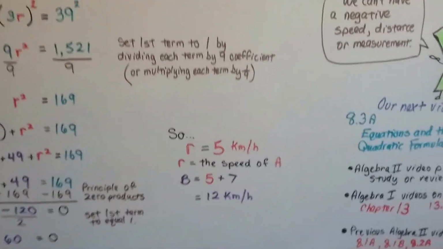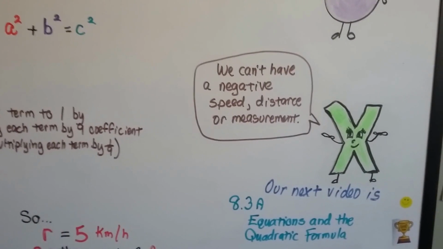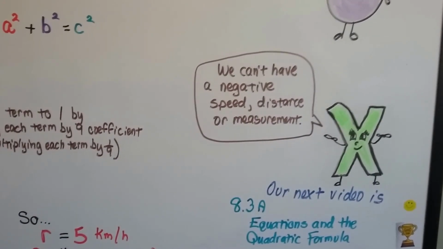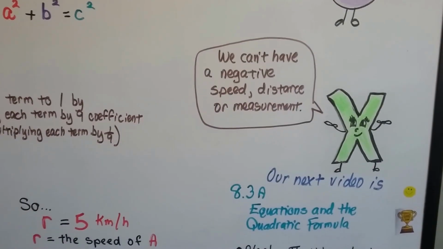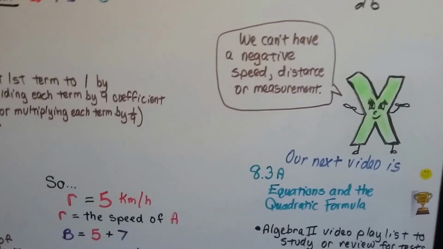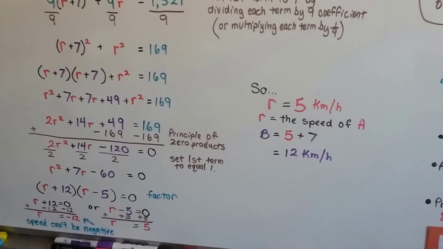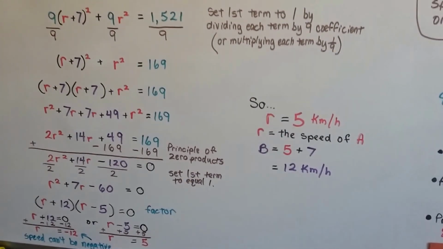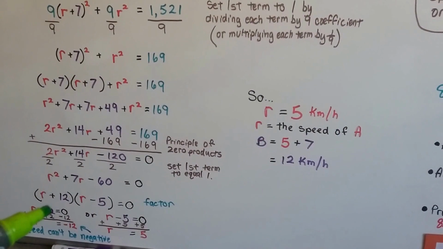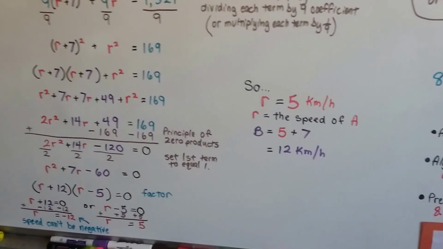So just remember, you can't have a negative speed or a negative distance or a negative measurement of inches, yards, kilometers, feet, whatever, meters. You can't have negatives. So that right away told us that that one wasn't an answer. We didn't have to go through all this checking and plugging it in and substituting it. We could just look and see, can't be negative, so it's got to be the 5.